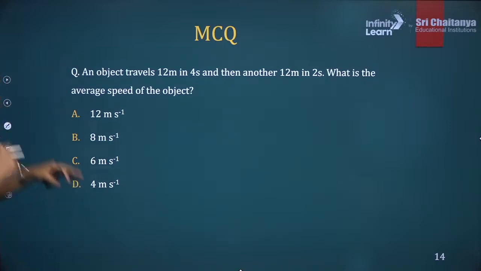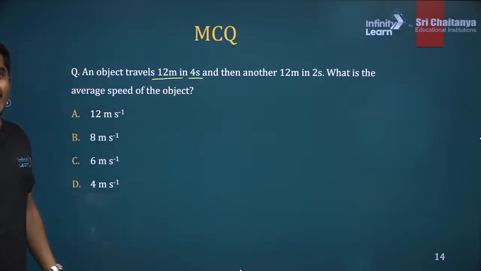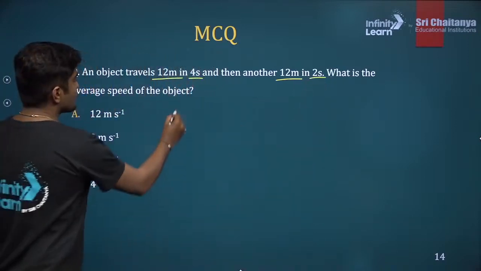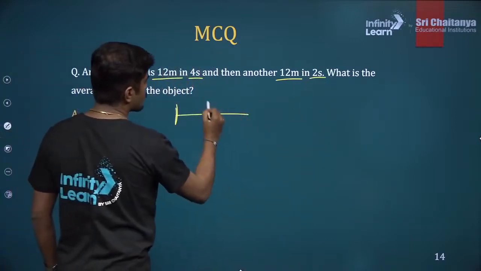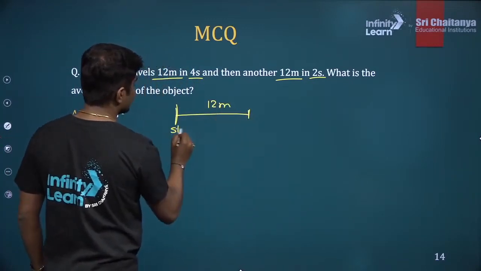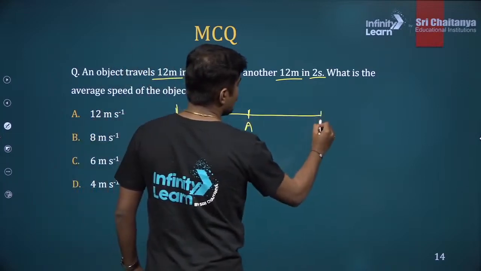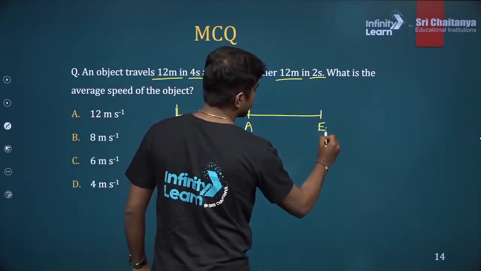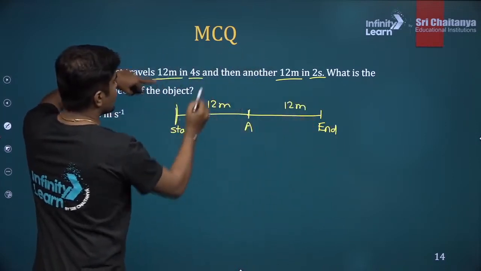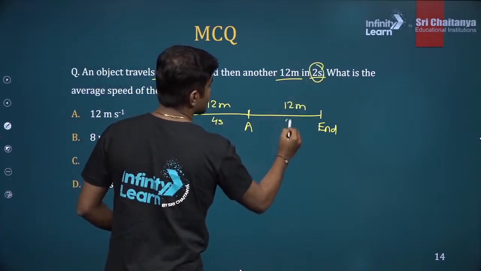Okay, the object travels 12 meters in 4 seconds, and another 12 meters in 2 seconds. So let's suppose there is a starting point, point A. From point A, it travels 12 meters and reaches this point. There is an end point, another 12 meters. So in the first journey, time is 4 seconds. In the second journey, it is 2 seconds.